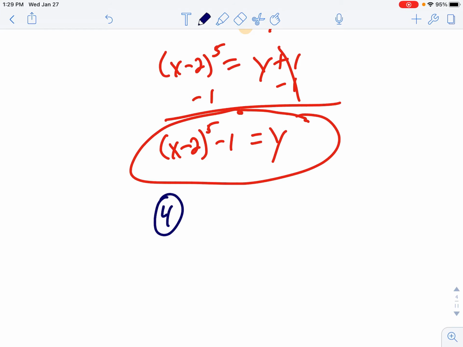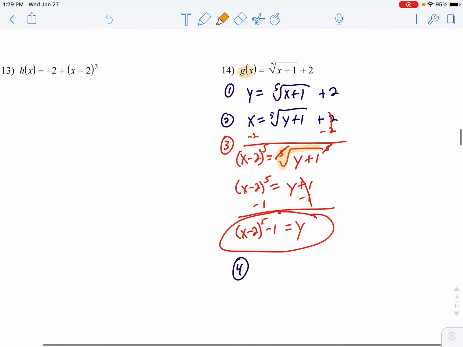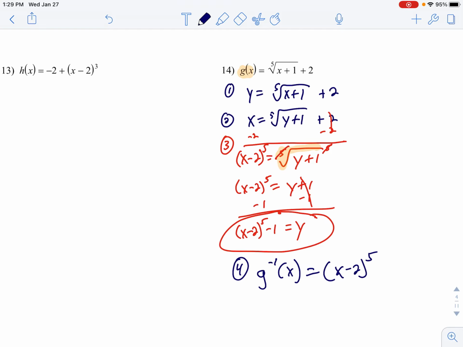Step 4, we have to rewrite it back the way it was. So it started out as g of x. This is going to be called g inverse of x equals x minus 2 to the 5th minus 1.